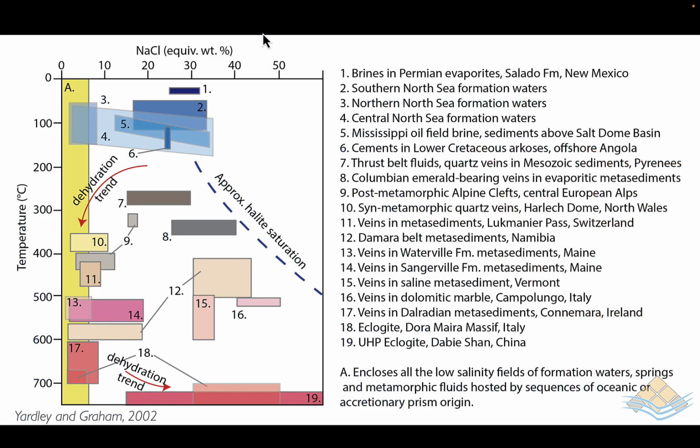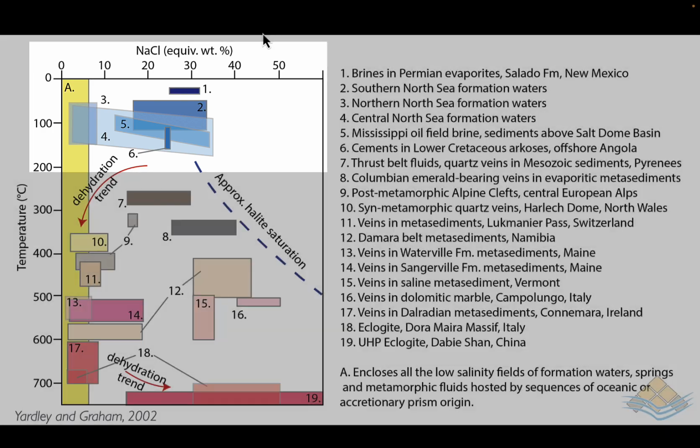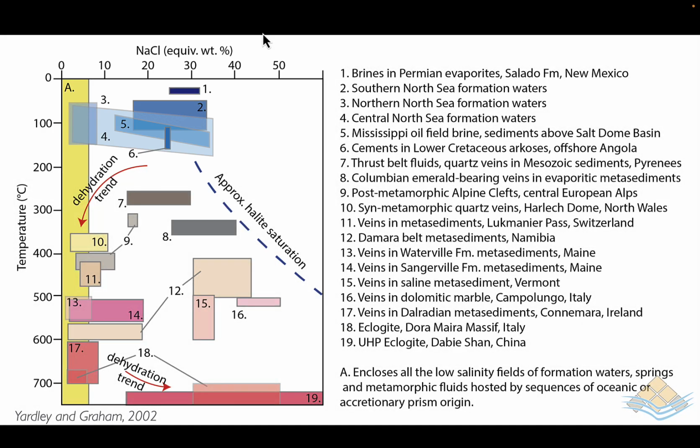In a key diagram published by Yardley and Graham back in 2003, they showed the evolution of these brines as we go from the diagenetic realm, temperatures of less than 200 degrees, to greater depths, and the associated sodium chloride content in the fluid inclusions in these devolving successions.